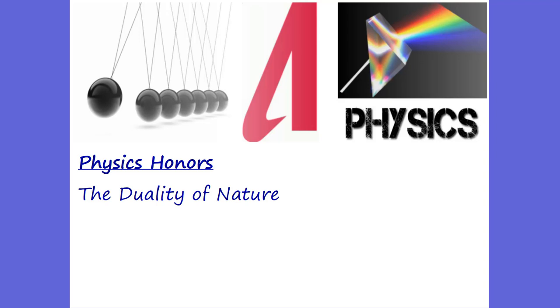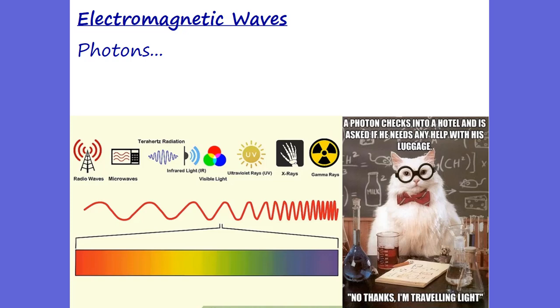We're talking about the duality of nature in physics. And so what we've been studying is the wave nature of light, haven't we? We've studied the electromagnetic waves, radio waves, and microwaves, and visible light, and ultraviolet rays, and gamma rays, and that these electromagnetic waves propagate as photons. And there's many experiments to show that our electromagnetic light or waves travel in photons or in waves.